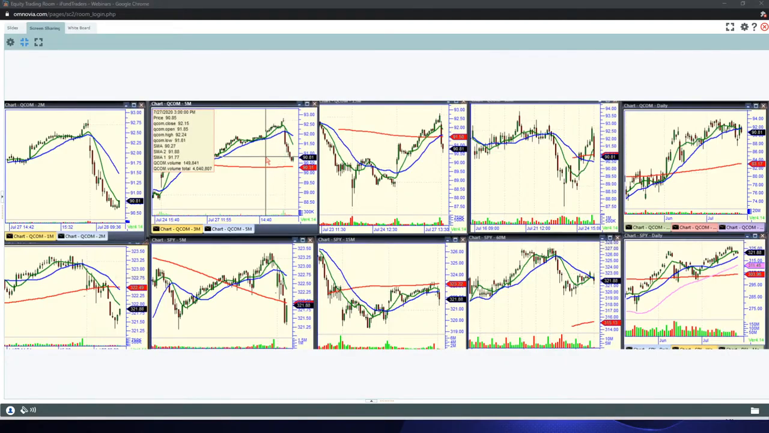All right, guys, so this little 5-minute reversal bar here, if we clip this on QCOM, book the short profit, the 8's far enough away you could try the long.